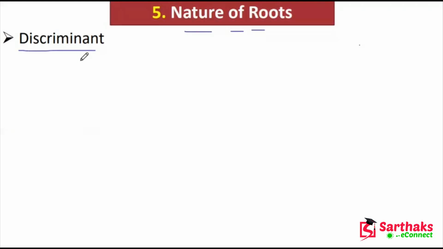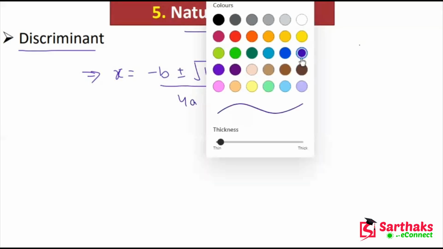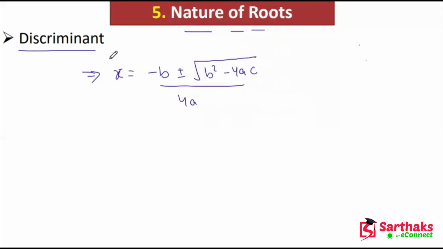What is the discriminant? Friends, we have the quadratic formula, or Sridharacharya formula: x is equal to minus b plus minus under root b square minus 4ac, divided by 2a. This is the formula.